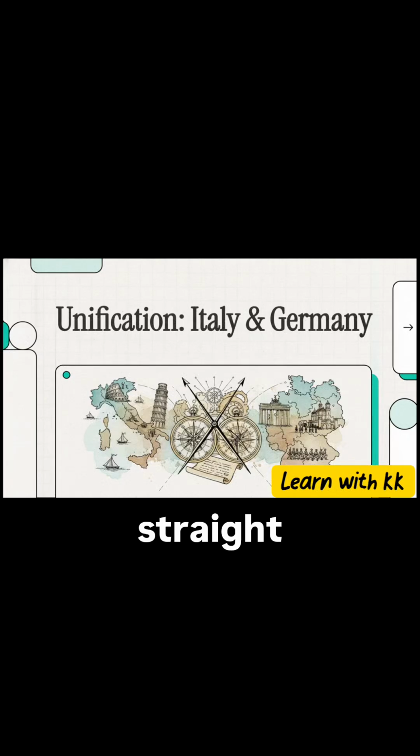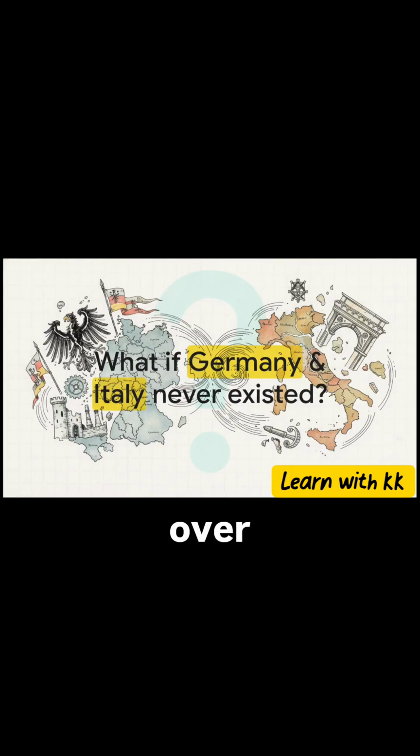Today, we're diving straight into how the modern map of Europe was actually drawn, focusing specifically on the creation of Italy and Germany. We'll be looking directly at historical evidence to really understand how these massive, game-changing shifts occurred. So, what if I told you that just over 150 years ago, the Germany and Italy we know today were completely non-existent as unified nations?